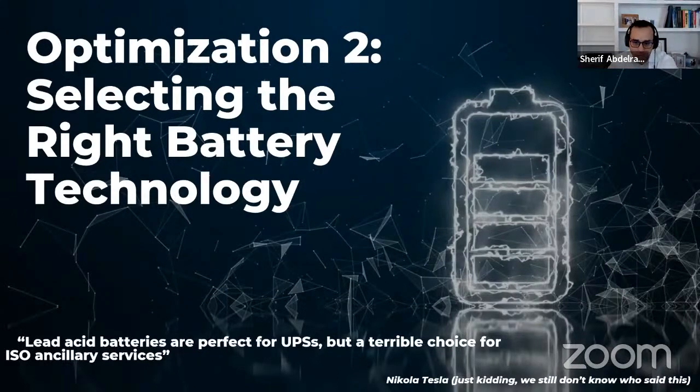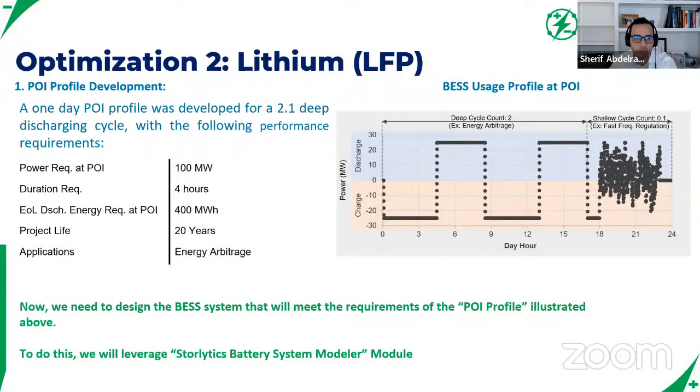Oh, and let's not forget about our famous quote here. Lead acid batteries are perfect for UPSs, but a terrible choice for ISO ancillary services. Nikola Tesla himself has said that. Just kidding. It was still somebody we don't know, but somebody did say that.